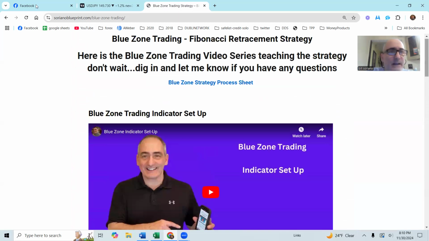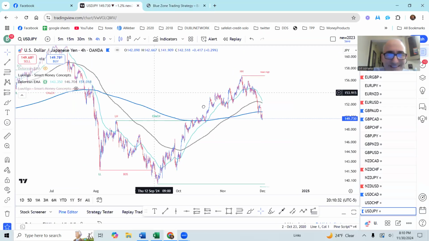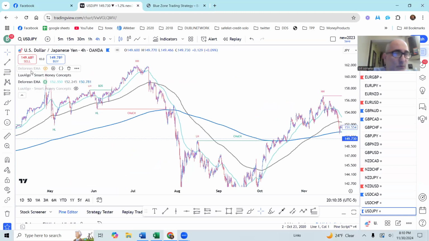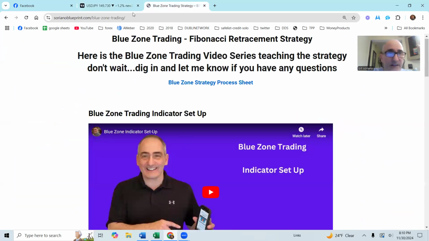And again, when we go to the charts, you could see over here on the left side, I have the DeLorean EMA. That's a free indicator here on TradingView that lets you put multiple EMAs on the chart with just one indicator. And I have Lux Algo Smart Money Concepts. These are both free indicators. I put them on there twice because I use them a little bit differently, and I show you that in this first video here.